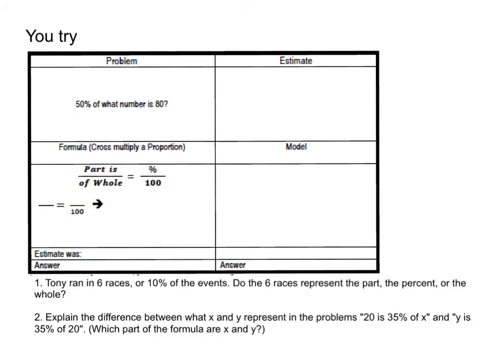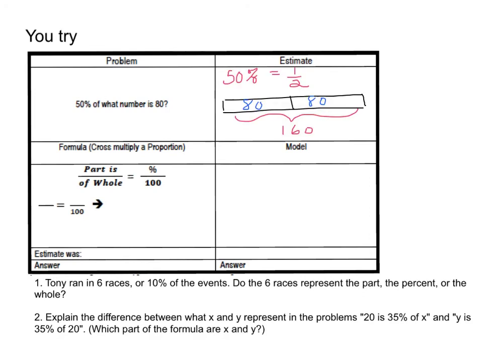All right, here's a second problem for you to try. Go ahead and hit pause, and when you hit play again, the answer will appear. Don't forget to estimate first. Okay, now we're saying 50% of what number is 80? Well, 50% again is 1/2. So I'm saying if half of something is 80, then the whole thing should be 160.